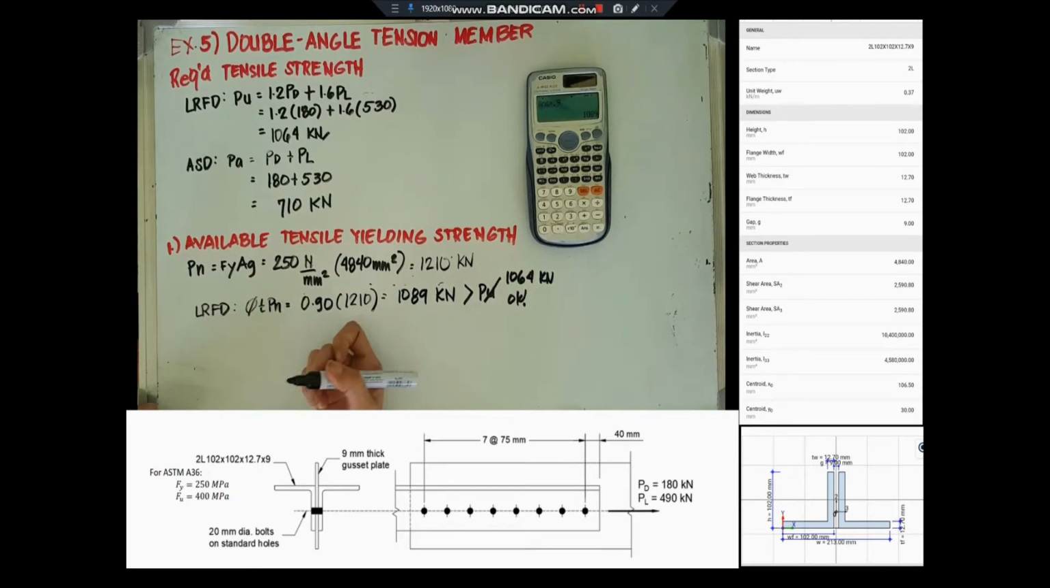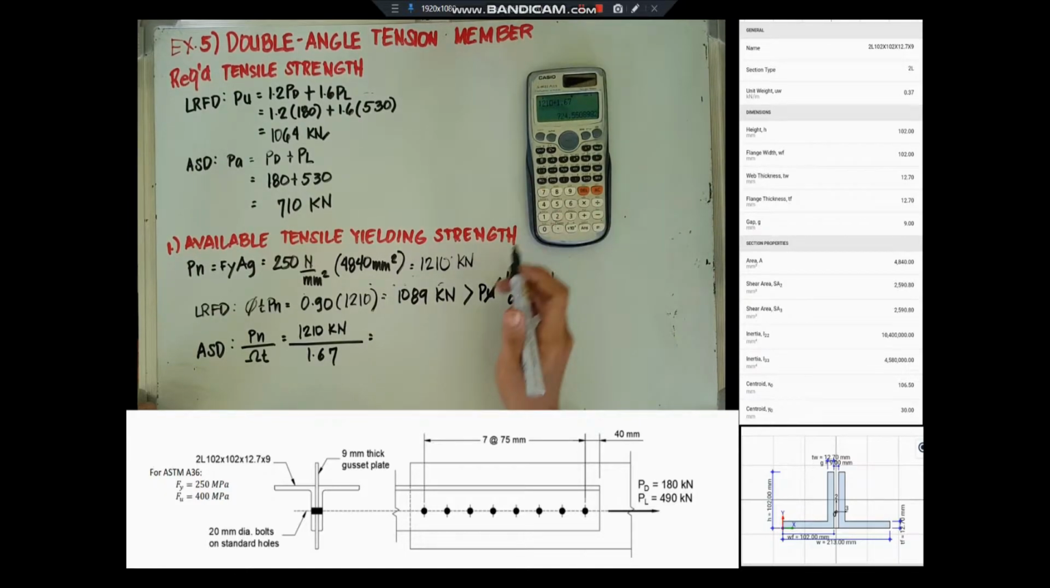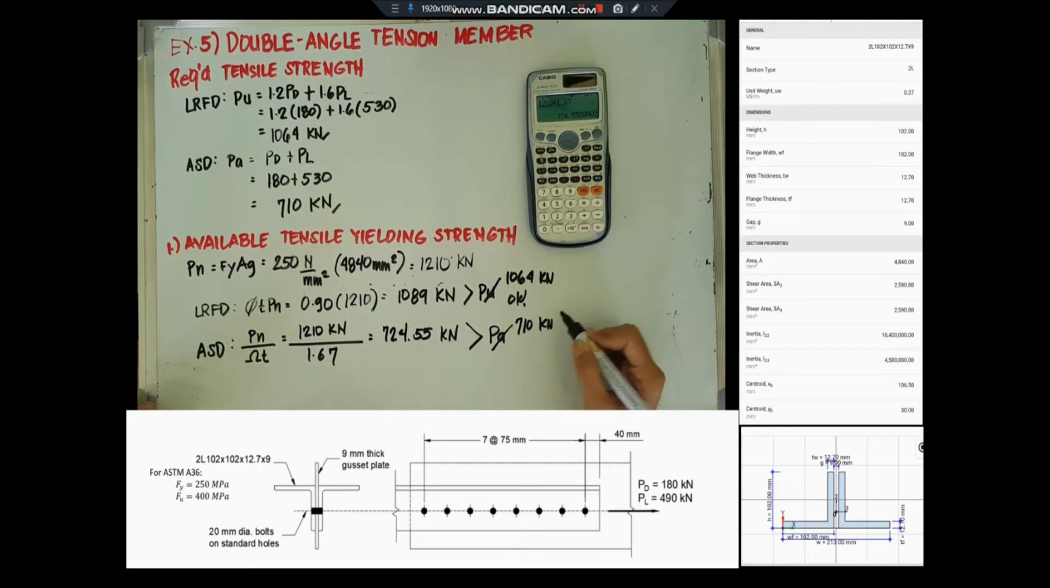And for ASD, the nominal tensile strength divided by omega t. So 1210 kilonewton divided by 1.67 is equal to 724.55 kilonewton. And compare it with PA under required tensile strength with 710 kilonewton only. So satisfied, okay.